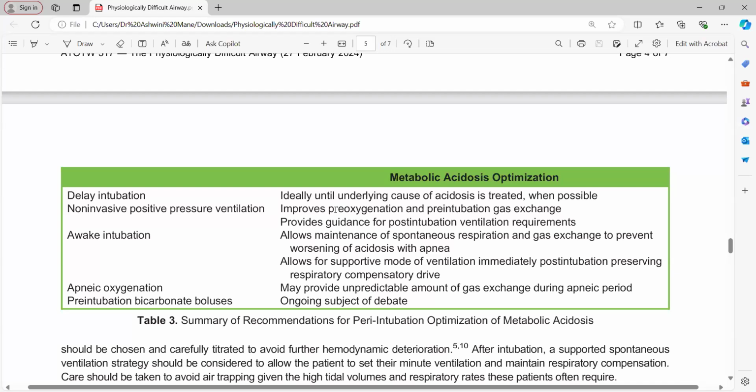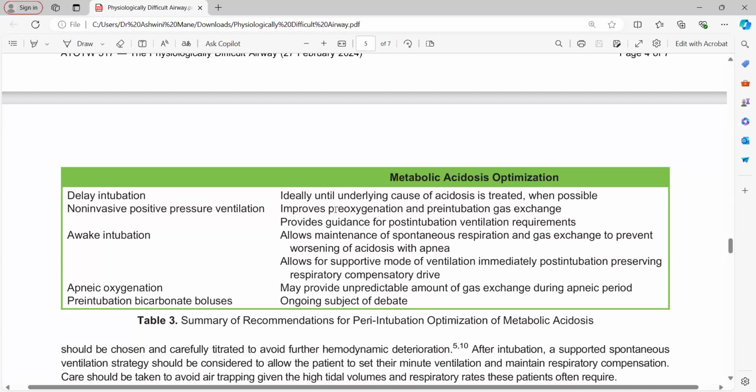So the first is delay intubation. Ideally, we should delay the intubation until the underlying cause of acidosis is treated. Now, the second one is the use of NIV. It improves the pre-oxygenation and peri-intubation gas exchange. It provides the guidance for post-intubation ventilation requirements.